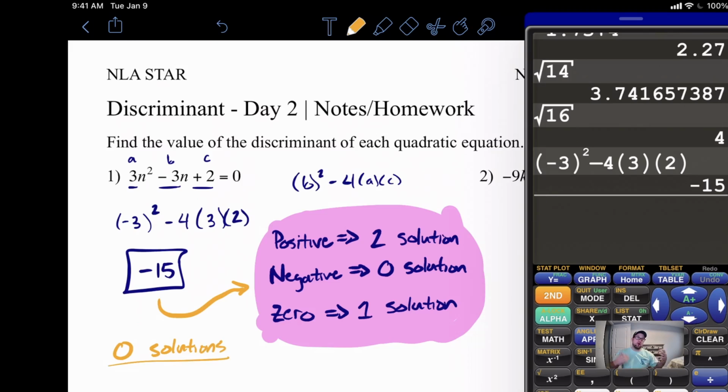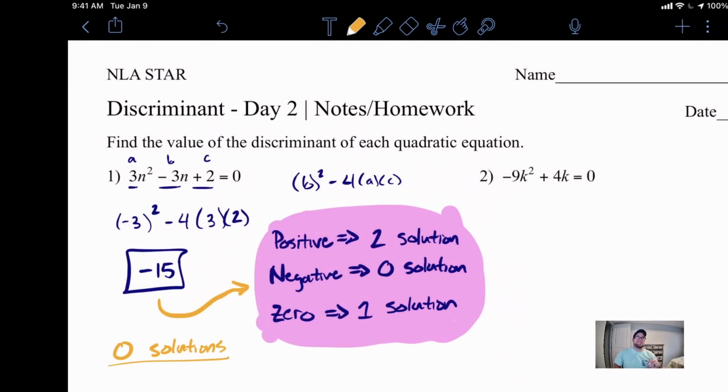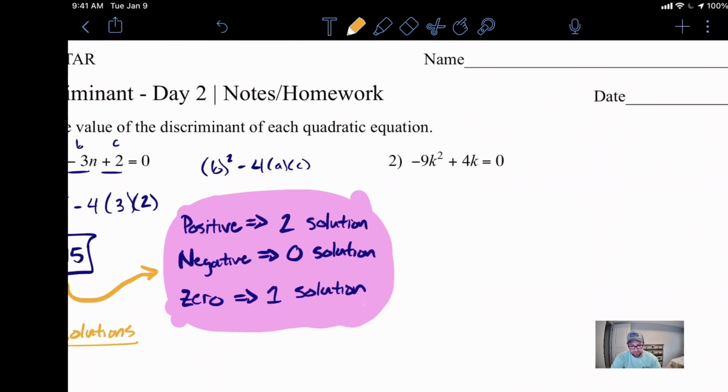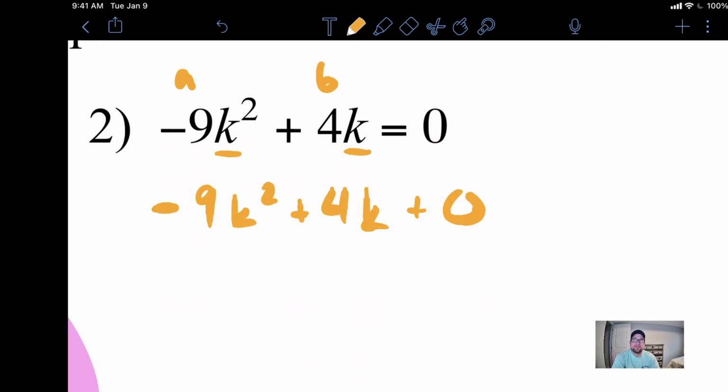So we're going to keep on working on finding the discriminant, but our focus is going to be on what that discriminant actually means. So here's another problem. Now this one's kind of unique because there's only 2 numbers there. It's important to realize that this is a, because a always goes in front of the variable that's squared, and this is b, because b always goes in front of the single variable, but we're missing the c. So think about it. What number could I add that wouldn't actually change it? Well, I could add a 0 at the end for c, and that doesn't change my equation. So we're going to do that.